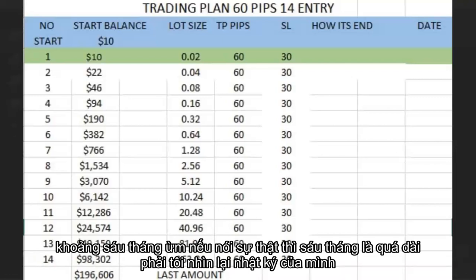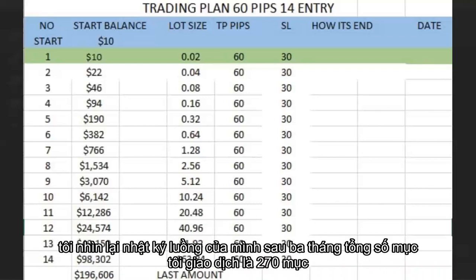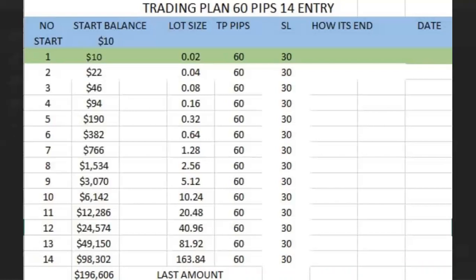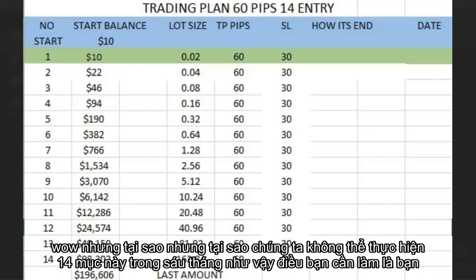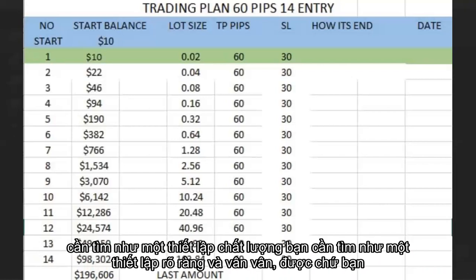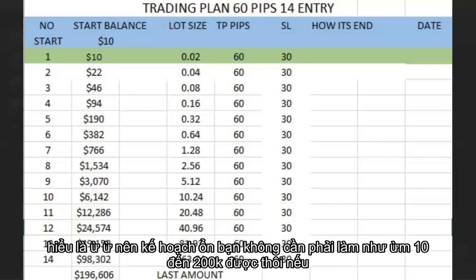I look back on my trading journal. In 3 months, the total entries I traded is 270 entries, which is buy and sell, buy and sell, buy and sell. 270 in 3 months. Wow. So why can't we do 14 entries in 6 months? What you need to do is find a quality setup, a clear setup and so on. Do you understand that?